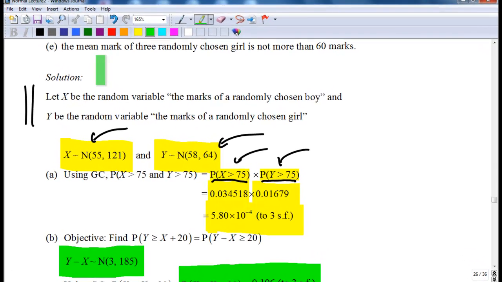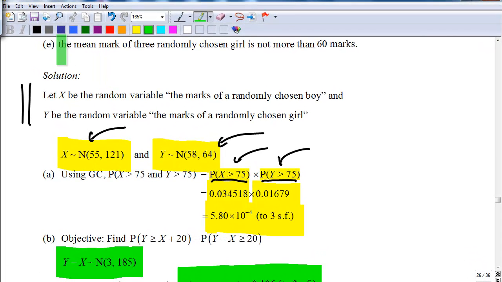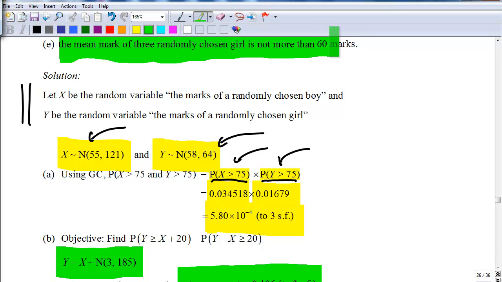Finally, part E. Now part E says I want to find the probability that the mean mark of 3 randomly chosen girls is not more than 60 marks. So again, let's do the translation. 3 randomly chosen girls. First girl Y1, second girl Y2, third girl Y3.